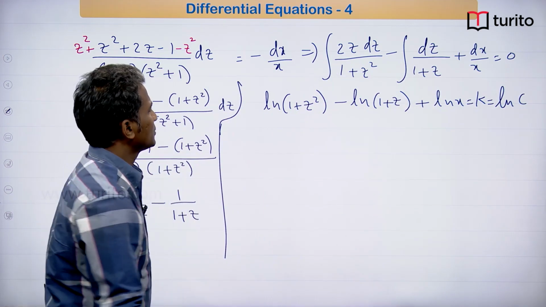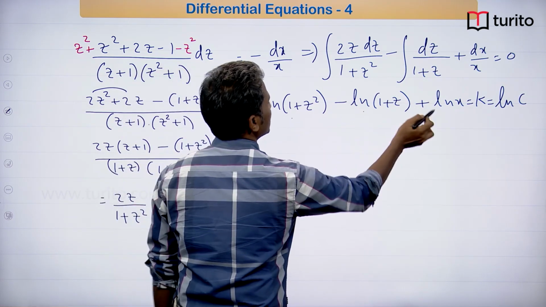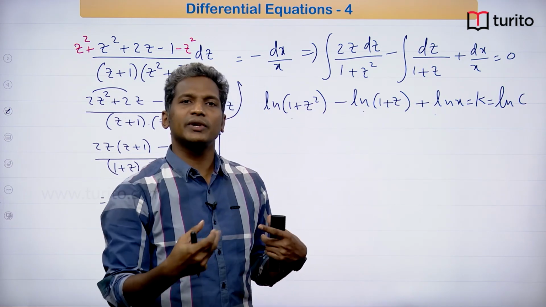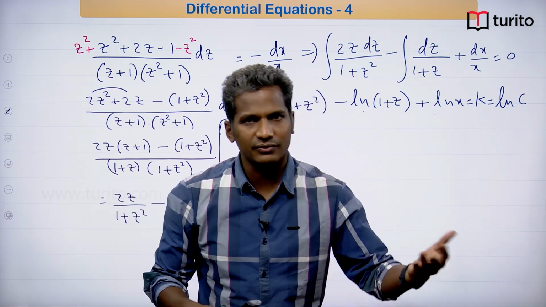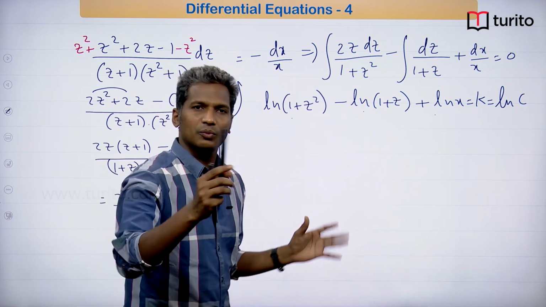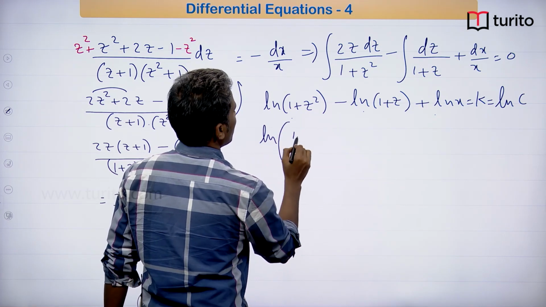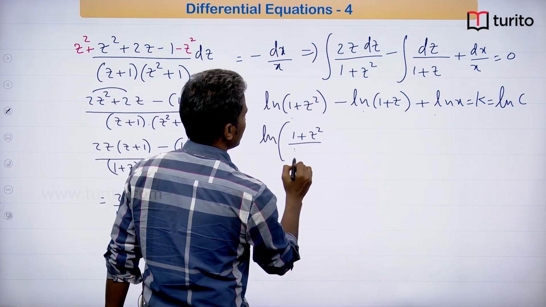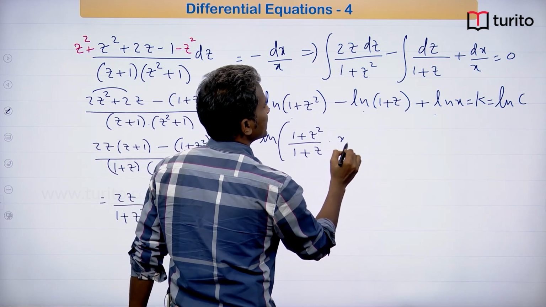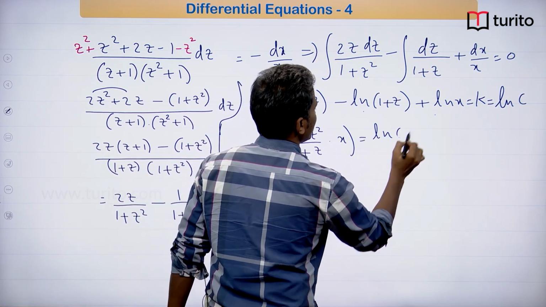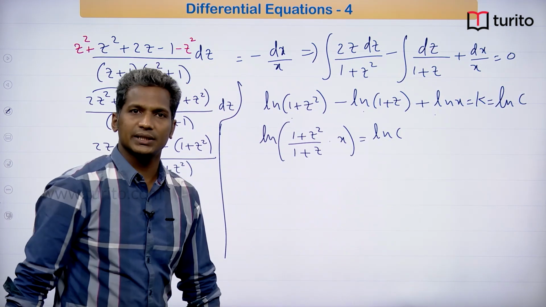Okay. So further, what is the idea? There are 3 logarithms here. If there is minus, we divide in the logarithms. If there is plus, we multiply them. You know the properties of logarithms. So we can basically write it as log of 1 plus z square by 1 plus z into x equal to log of c. So we can directly equate the indices now.